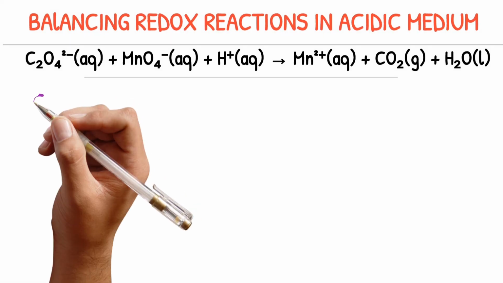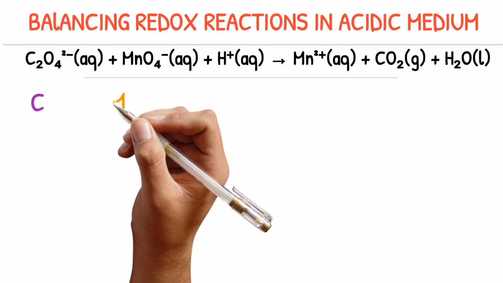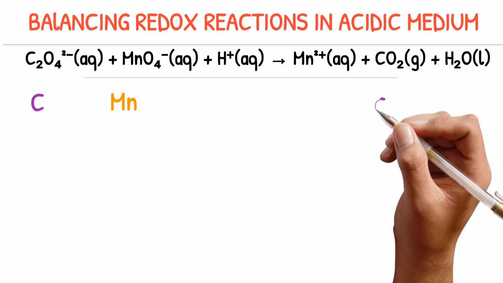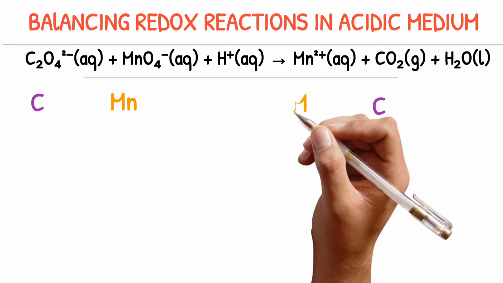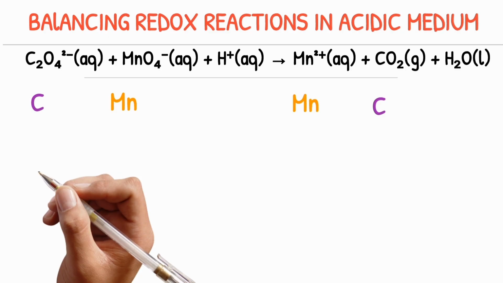So let's identify our atoms other than hydrogen and oxygen. We have carbon in the oxalate ion. In the permanganate, we have manganese. In carbon dioxide, we have carbon. And manganese too, we have manganese. So we have identified our atoms other than hydrogen and oxygen.